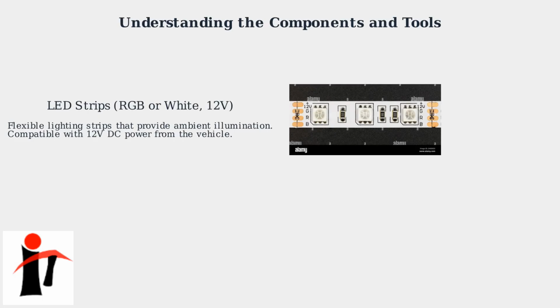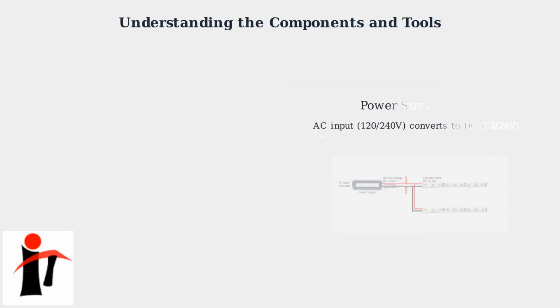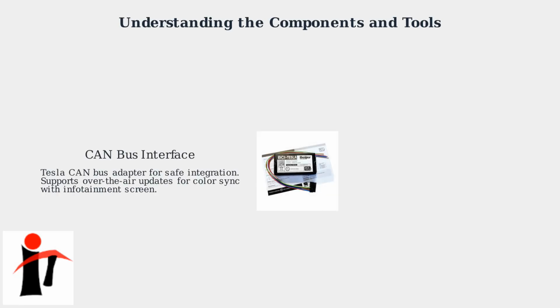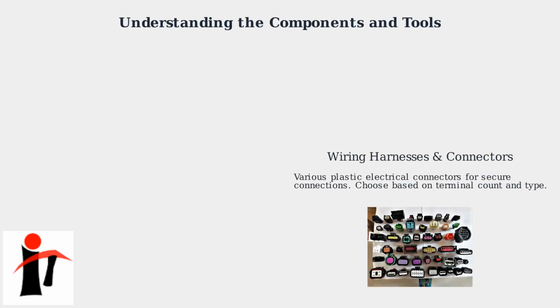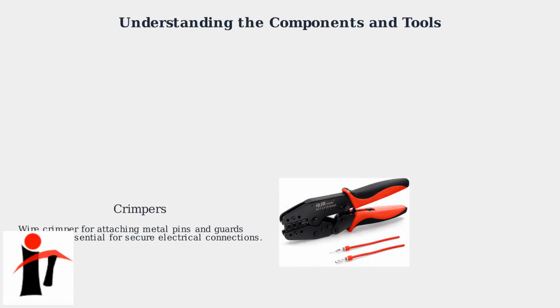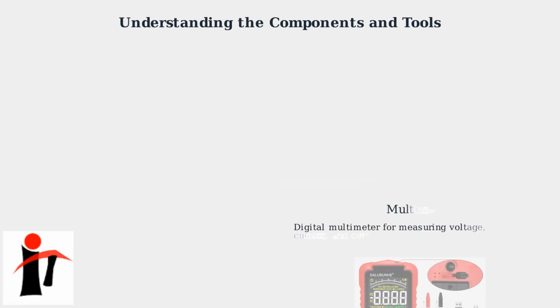Gather your supplies. You'll need LED strips, RGB or white, 12 volts, a CAN bus interface, like a Tesla CAN bus adapter, wiring harnesses, crimpers, and a multimeter. These kits now support over-the-air updates for color synchronization with the vehicle's infotainment screen.